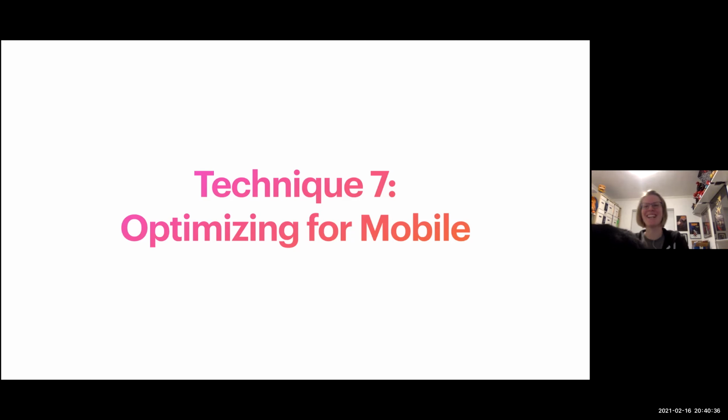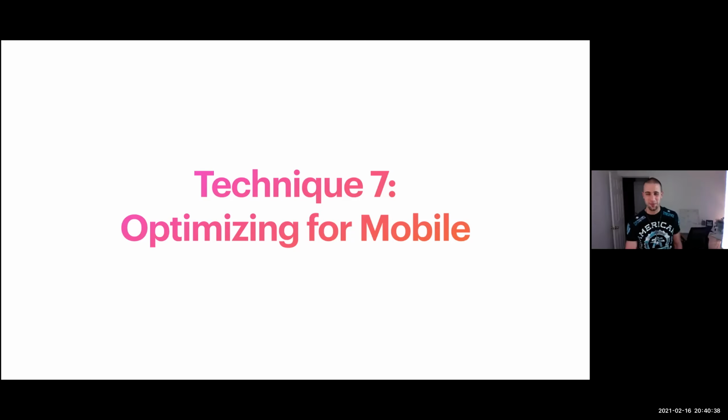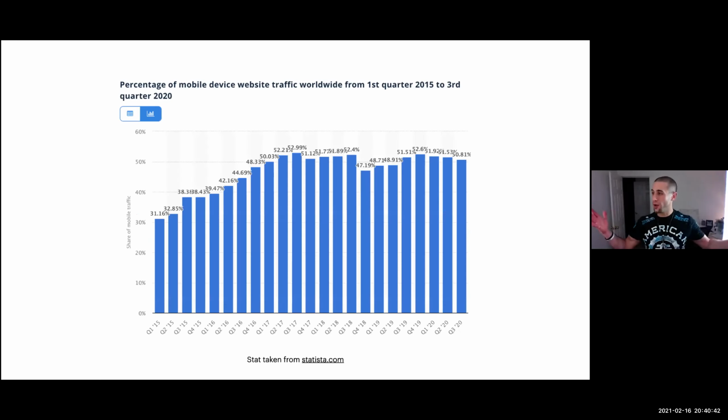I didn't say that. So, optimizing for mobile. We all know everything's moving towards mobile. Over 50% of people are interacting with websites on mobile for the majority of the time. So you need to have your site optimized for that.